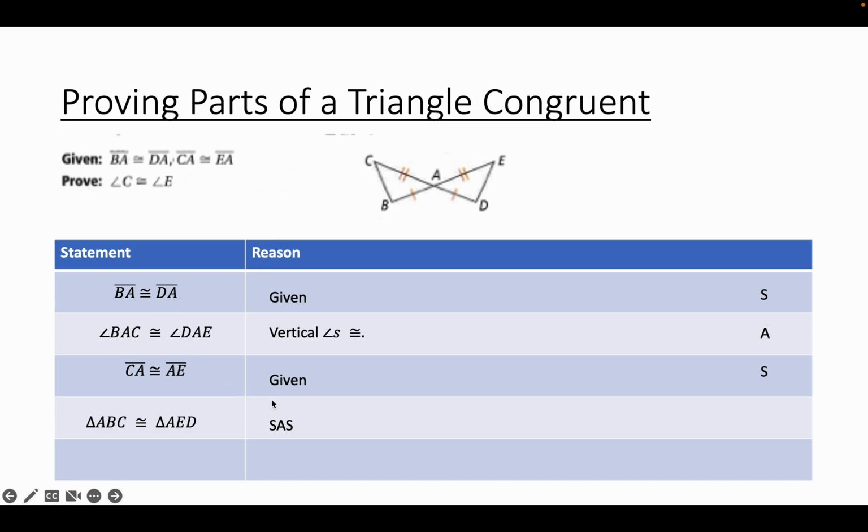I can just move one step further. Angle C is congruent to angle E. And that's because corresponding parts of congruent triangles are congruent.